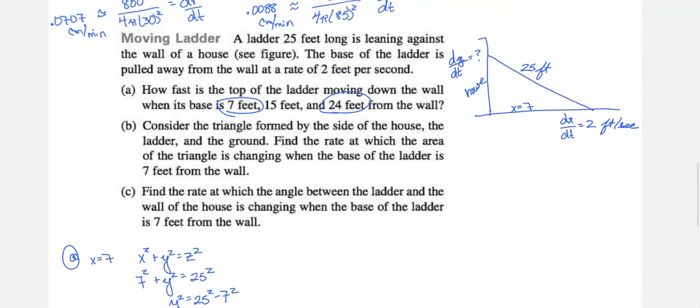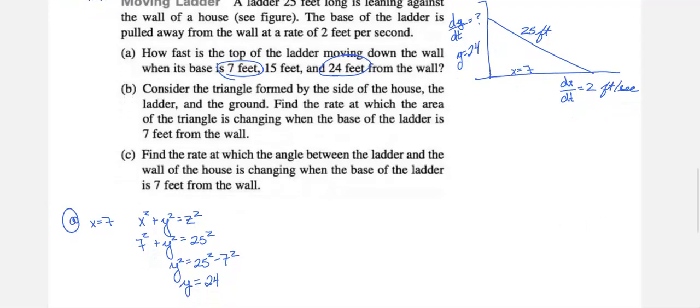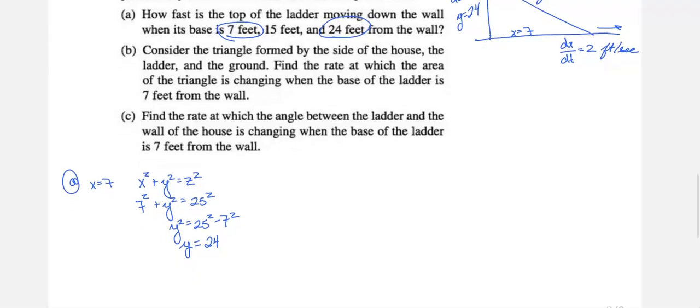So at this particular moment in time, this side is 24 feet, this side is 7 feet, and this side is 25 feet. But we know that I'm pulling that ladder at a rate of 2 feet per second. I'm pulling it away from the house, which means it's going to cause the top of that ladder to fall. We want to know how fast it is falling, so we are looking for dy over dt.